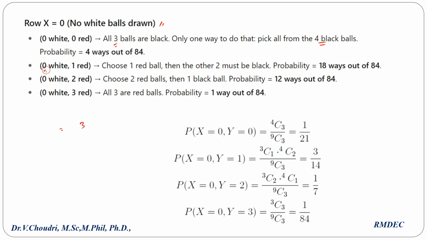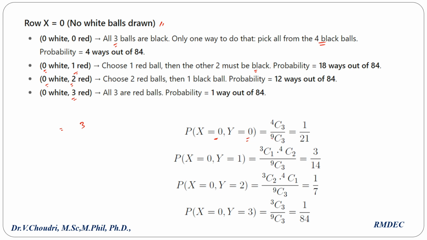Okay, so 0 white ball, 1 red. To make up 3, the remaining 2 balls are taken from black. Okay, 0 white, 2 red. To make up 3, we can take 1 black ball from the 4 black balls. If we take 3 red balls, there's no need to compensate, so 3 red balls are enough.